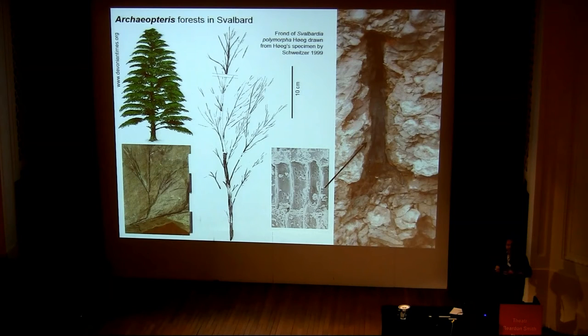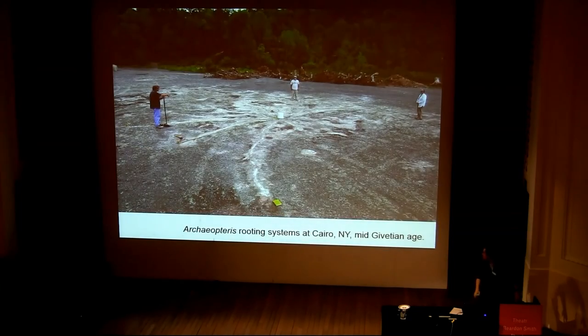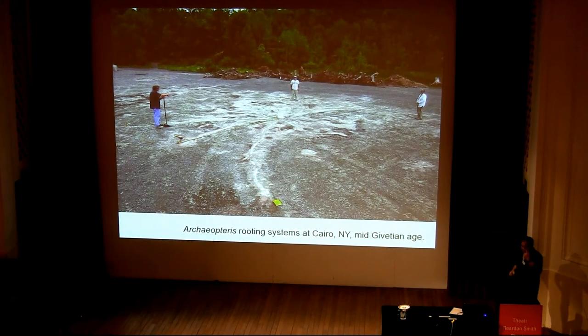We don't really know as much about it as we should do, and John and I are hoping to go back to Svalbard this summer and work on this plant instead of the other one. But it's obvious that there are horizons where this plant is growing in situ and upright. More spectacularly, if we go back to New York State, we can see big rooting systems of this type of plant.